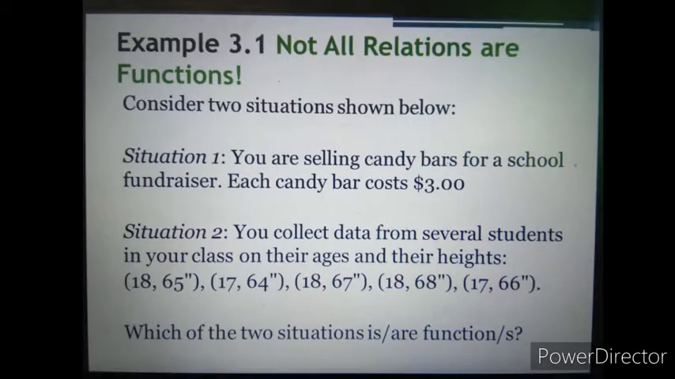So let us take this example. Consider two situations. Situation 1: you're selling candy bars for a school fundraiser. Each candy bar costs $3. In situation 2, you collect data from several students in your class on their ages and heights. These are the collected data. The question is, which of the two situations are functions? Let us examine each situation and use the qualification of a function.